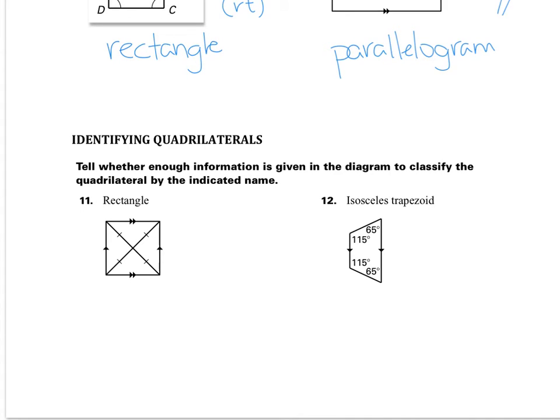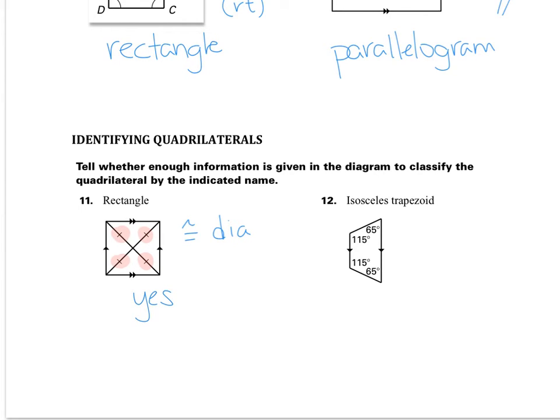Okay, do we have enough information in the diagram to classify the quadrilateral by the indicated name? Well, what do I see here? I see congruent diagonals, because that makes these 4 segments here. That lets me know the diagonals are congruent. So yes, and it's already a parallelogram, so that works.